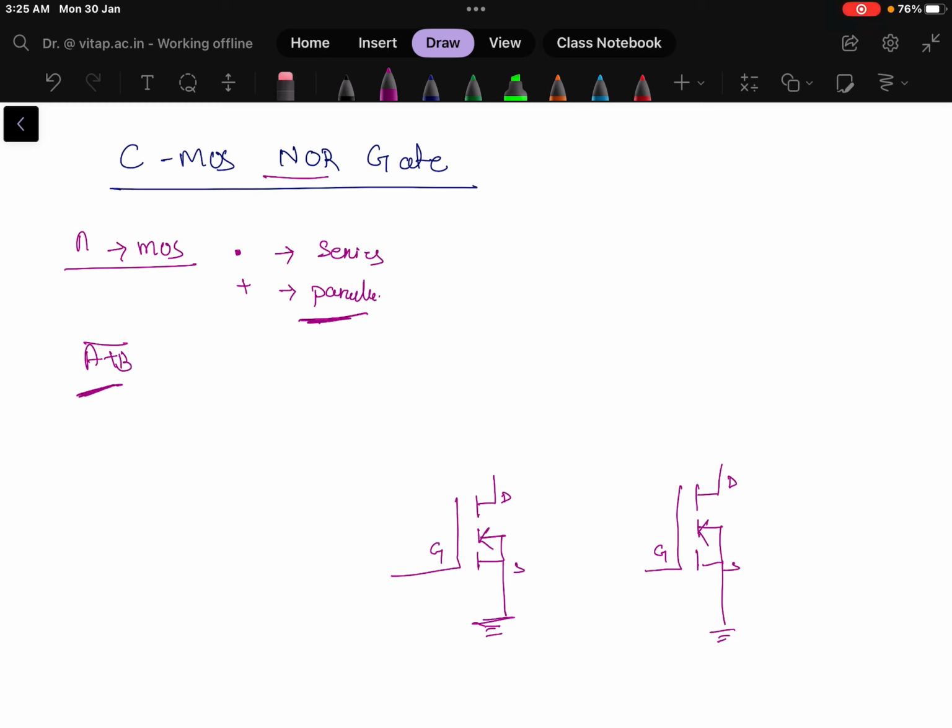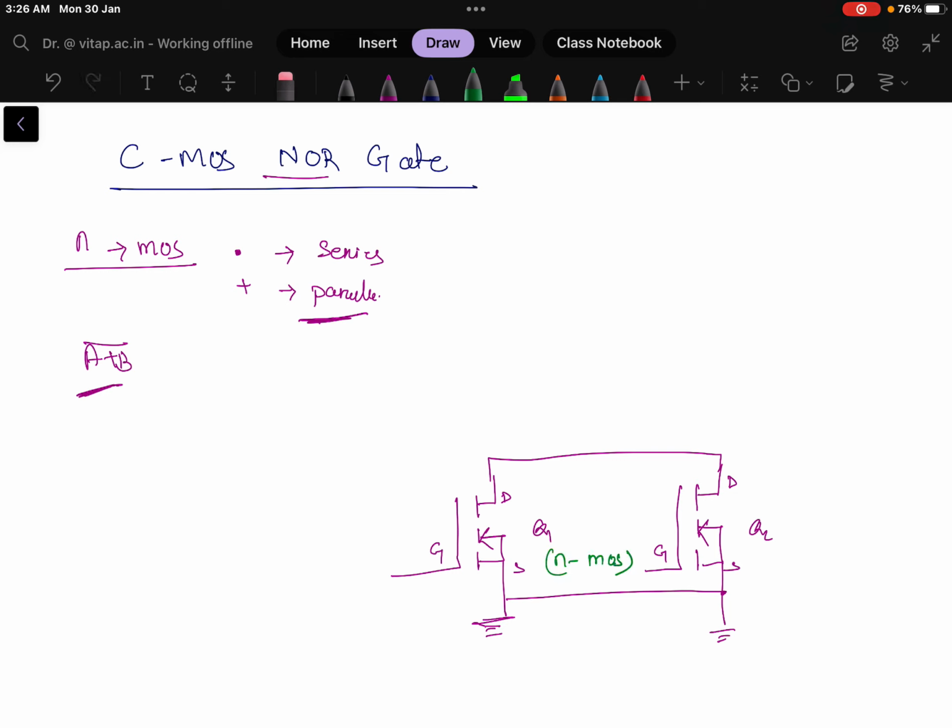Next, they are connected in parallel, meaning these two drains are connected. That is what parallel means. And below you can connect these two grounds. You can also draw one ground as well, but this is also no problem. Then let's say this is Q1 and this is Q2, and these two are my nmos.